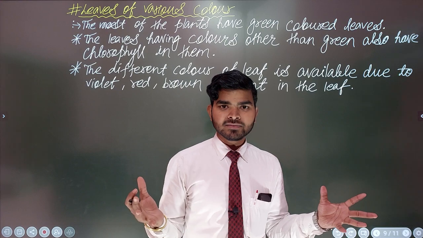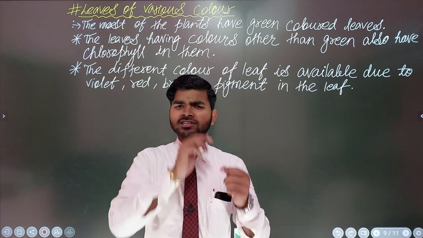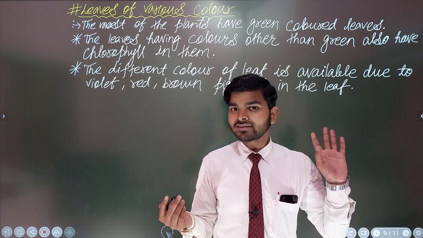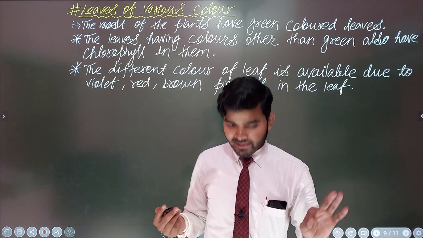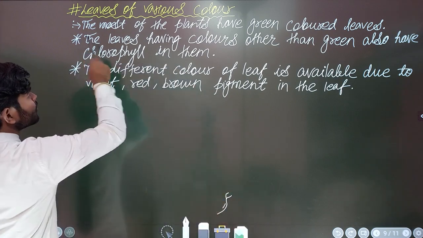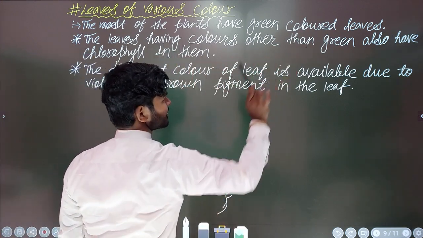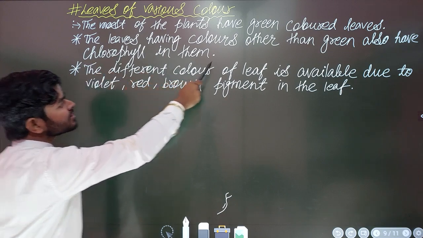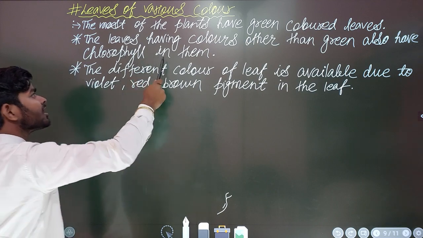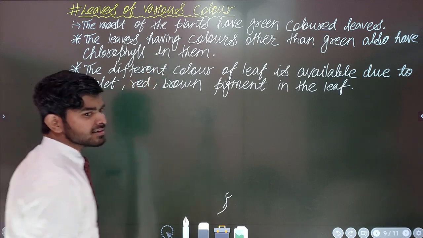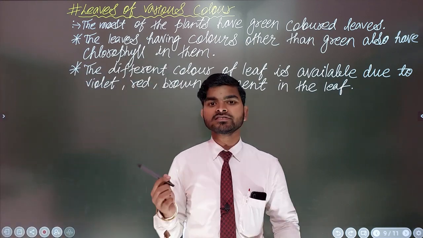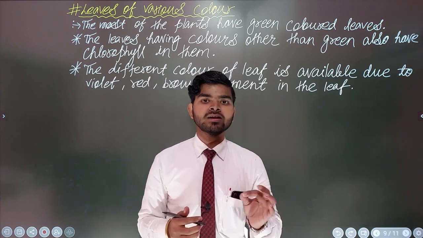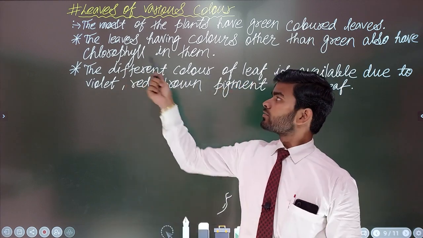How is it possible? I am giving the answer to that surprising question, and it is a very easy answer, not a tough or difficult one. Okay, now let me explain. Most plants have green leaves. No problem. Next, I have written that leaves having a color other than green also have chlorophyll in them. So that's why they can do a process named photosynthesis to get food, because photosynthesis is possible only when chlorophyll is present.